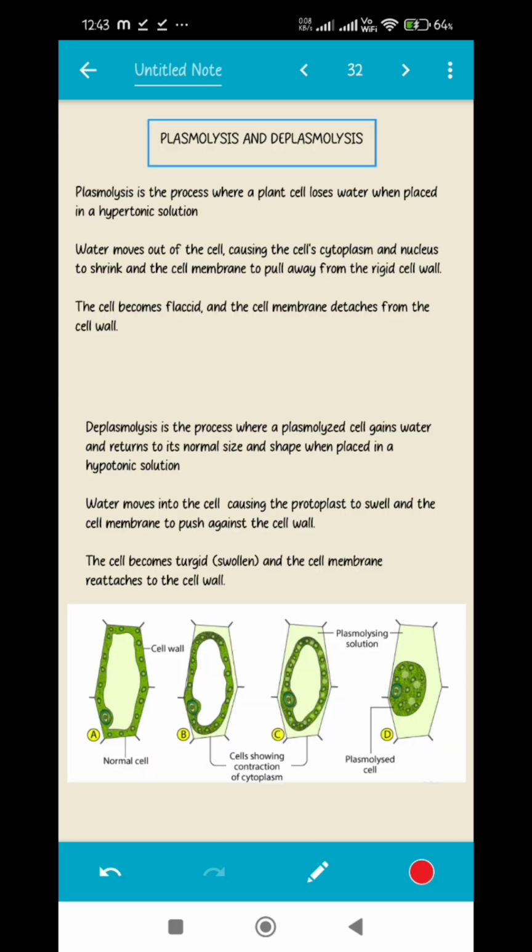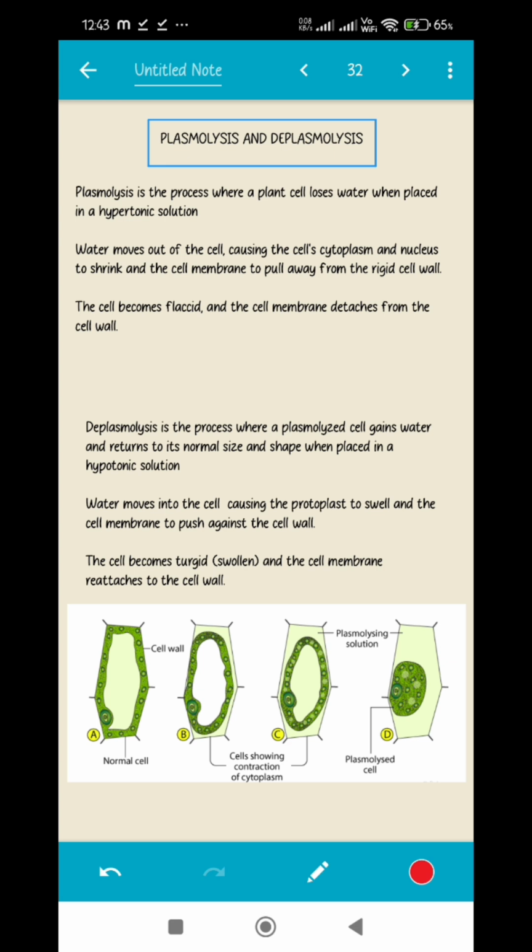Now coming to plasmolysis and deplasmolysis, it is very much linked with what you have just studied previously. Plasmolysis is the process where a plant cell loses water when placed in a hypertonic solution. Water moves out of the cell, causing the cell cytoplasm and nucleus, which is collectively called the protoplast, to shrink and the cell membrane will move away from the cell wall. As you know, the cell wall is not at all flexible. It is made out of cellulose. So the cell wall is not showing any movement, but since the water is moving out of the cell due to the process of plasmolysis, the cell contents are shrinking, and if it continues for a long time, the cell will eventually die.